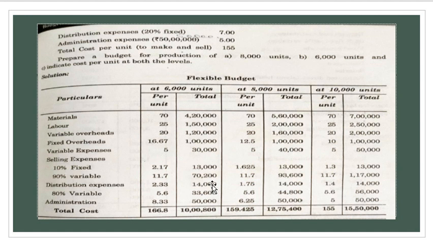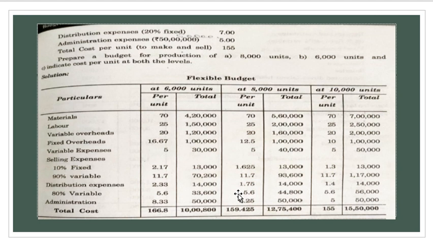So 5.6 will be remaining same irrespective of units. So for 8,000 it is 5.6. For 6,000 also it is 5.6. So now 5.6 into 6,000 will give you 33,600. 5.6 into 8,000 will give you 44,800. So now we have got our distribution, fixed as well as variable expenses.